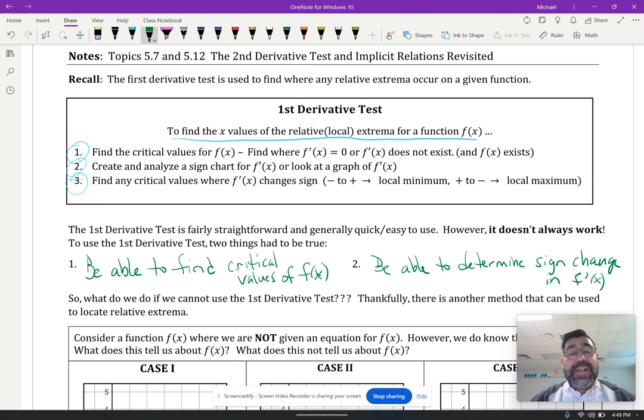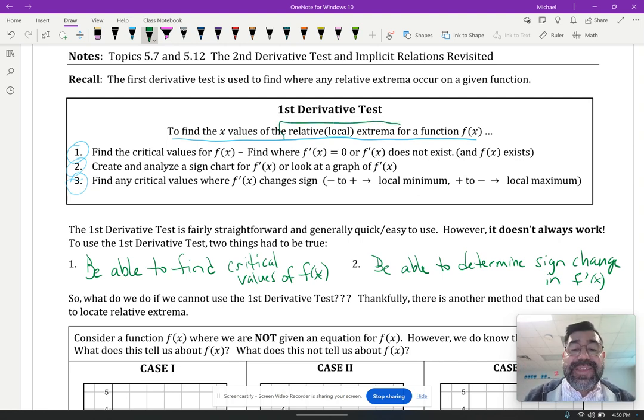But there are cases where I don't have enough information to do either one of these 2 things. They don't give me enough information to do that. So it doesn't always work. And so what if it doesn't work? Well, then we're going to rely on the second derivative test. So just to make sure, both the first derivative test, which uses the first derivative, and the second derivative test, which uses the second derivative, both are tests to find relative local extrema.